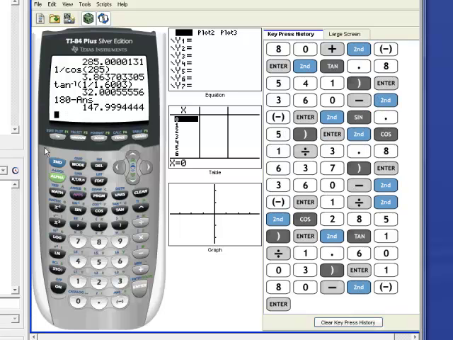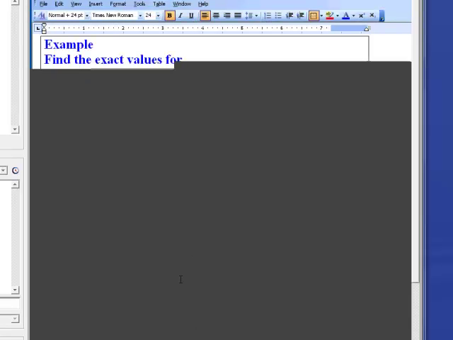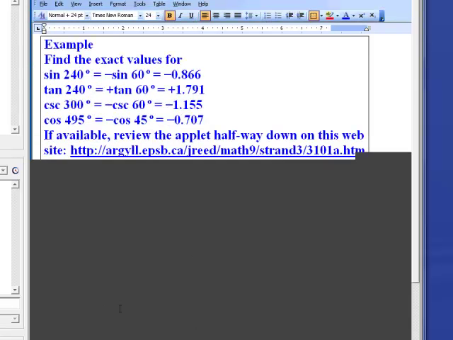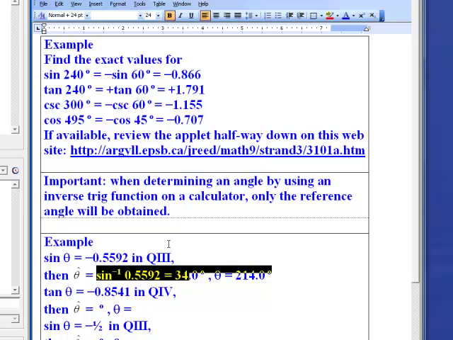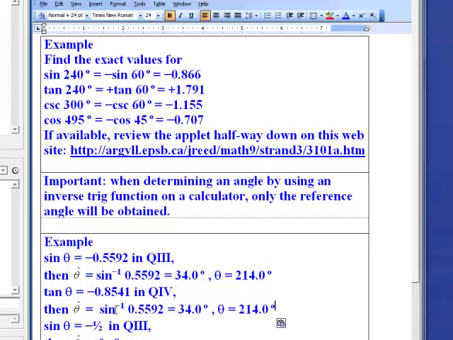Okay, let's go back to Word and plug in these answers. And then we're going to be done with this lecture. So let's see, maybe I just copy all of this here and then just do this here. Tangent of 0.8541 equals, let's see, how much did we have here? 40.5 degrees. 40.5 and 319.5.